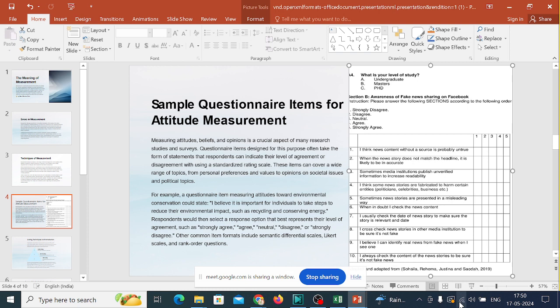For example, a questionnaire item measuring attitudes towards environmental conservation could state, I believe it is important for individuals to take steps to reduce their environmental impact, such as recycling and conserving, and these all are the questions. Okay, I have mentioned the questions at the side of this, and I have given the ratings. One is for very high quality IQ, two is for good IQ, one is for excellent. I have measured this scale, just as an example.